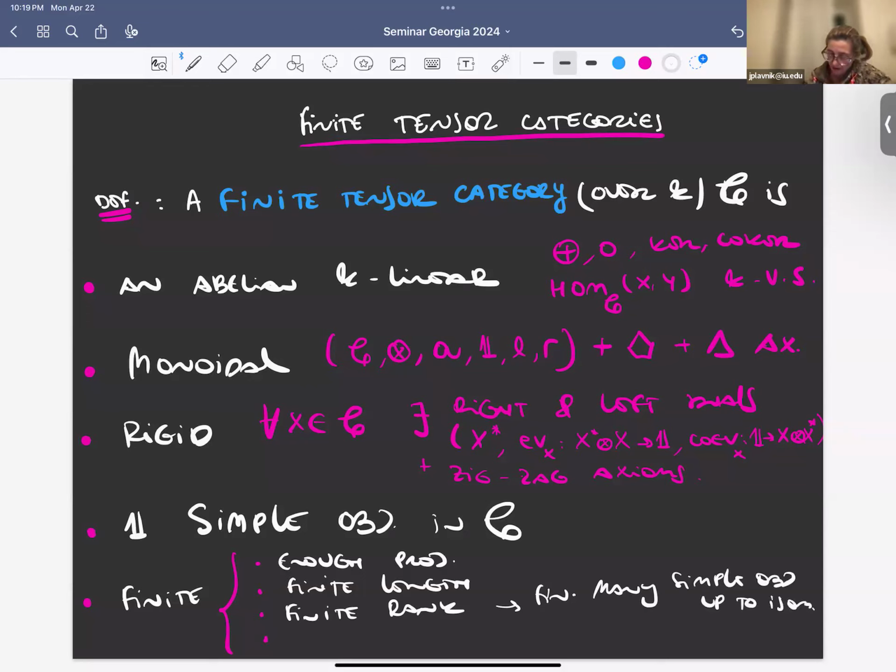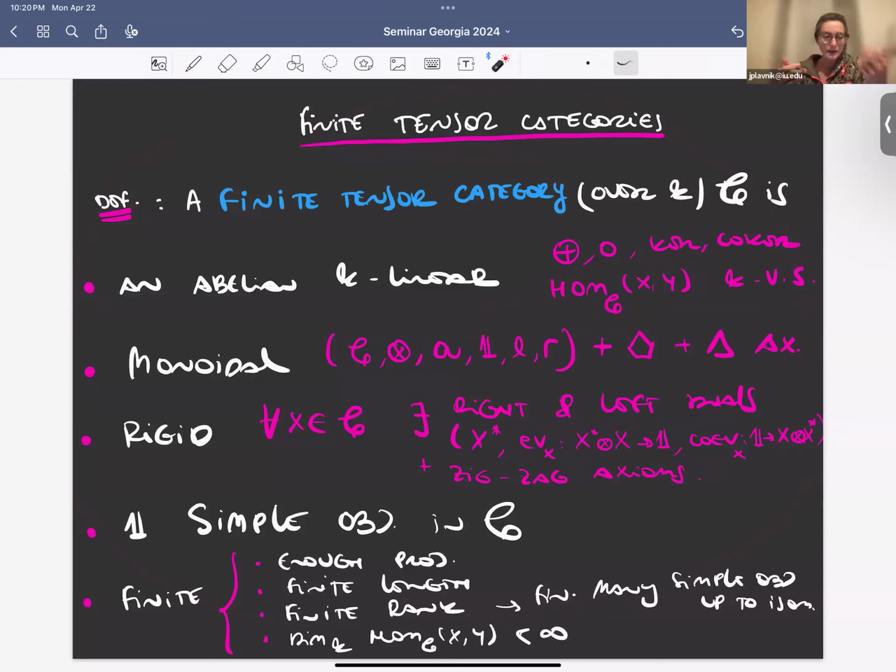So for me, the rank is the number of simples. So I want to have only finitely many simples. And then the last thing that I will ask is, remember we have vector spaces here. I want these vector spaces to be finite dimensional. Okay, so these are our main objects that we will be working on.